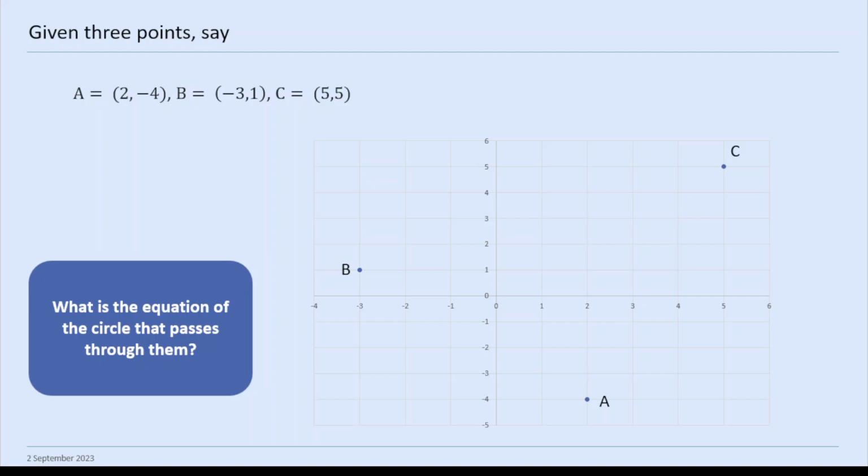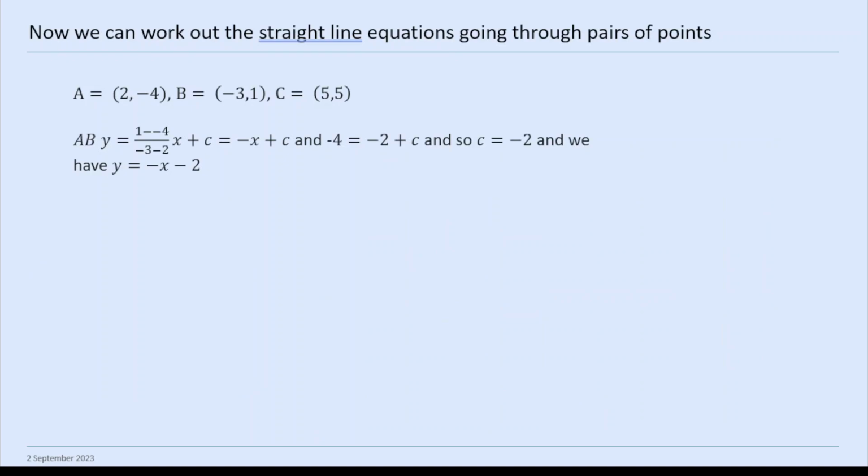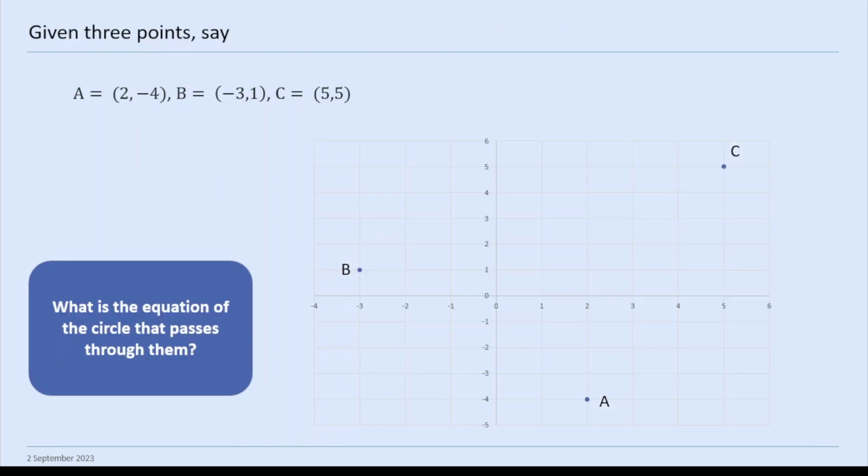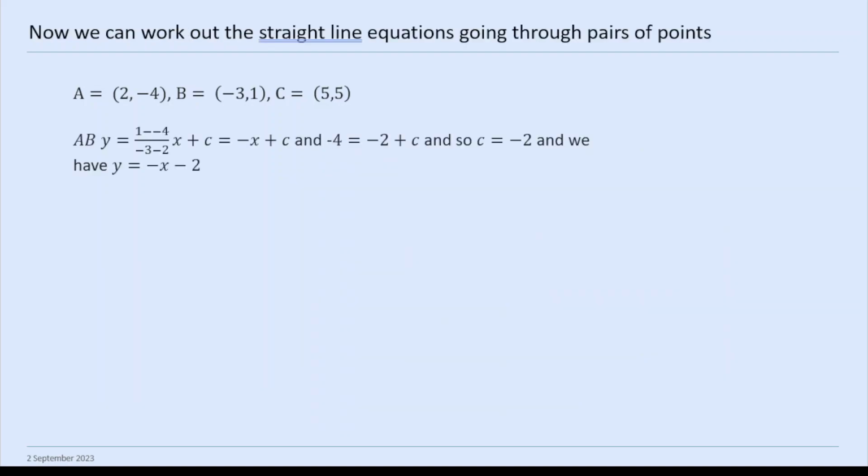So let's take 3 random points, A, B and C. A is (2, -4), B is (-3, 1), C is (5, 5). What is the equation of the circle that passes through them? So what we're going to do first is work out the equations of the straight lines that go through the pairs of points. This is quite a long method, but you can get this as an A-level question.